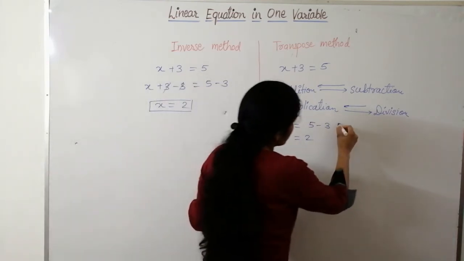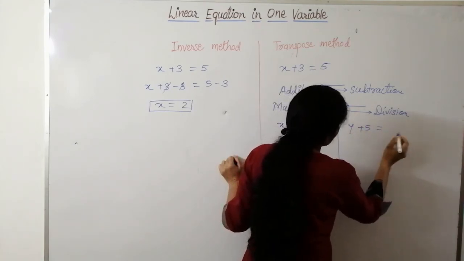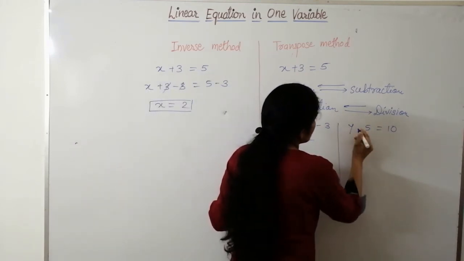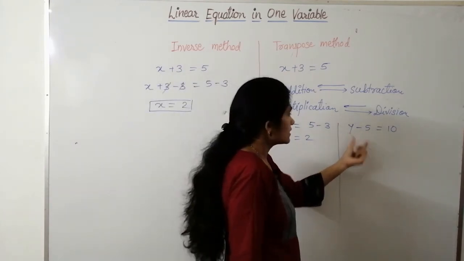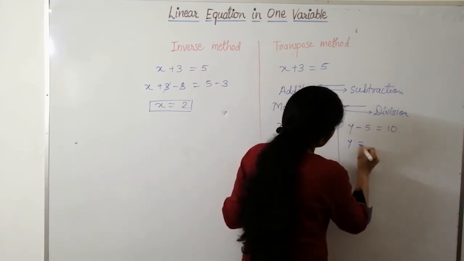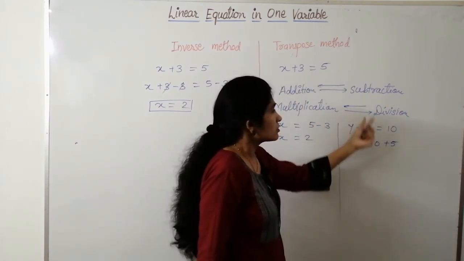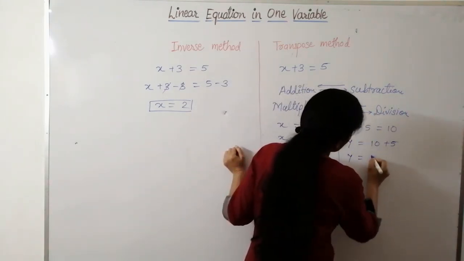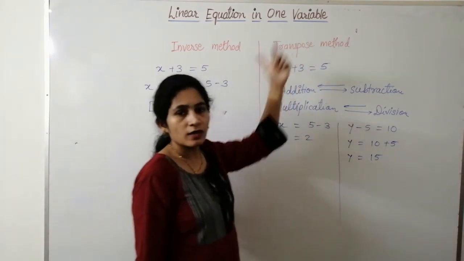Okay. Let's take one more example. y plus 5 is equals to 10. Okay. Sorry. y minus 5 is equals to 10. Now 5 is subtracted, okay, on LHS. So when it is transposed, it should be added on RHS. Therefore the equation becomes y is equals to 10 plus 5, because there is a subtraction. So subtraction becomes addition when transposed to the RHS, and you will get y is equals to 10 plus 5 is 15. We will be using transpose method to solve linear equations.